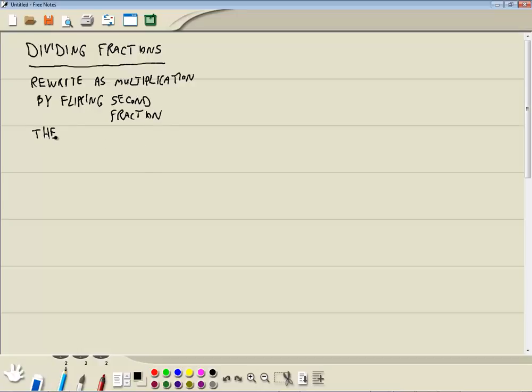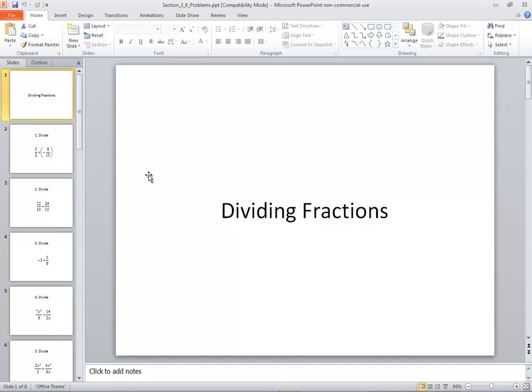So then, multiply like normal. You should feel comfortable with the video on multiplying fractions together before you do dividing fractions. Well, let's take a look at a problem.